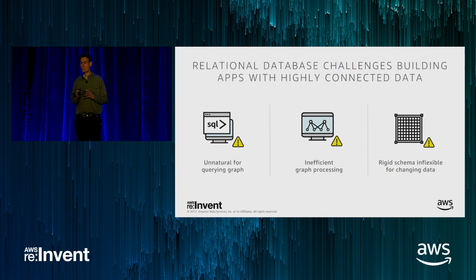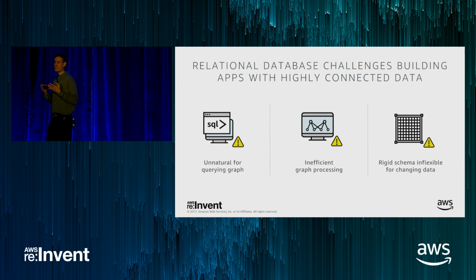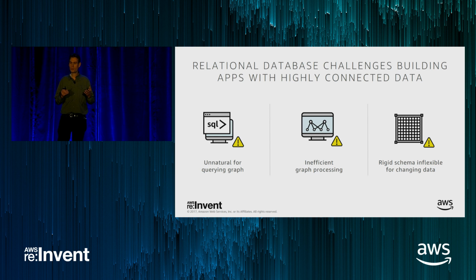And then the third challenge is that what we often see is that with highly connected data, the types of information that you want to process are changing very rapidly. And so you want to be able to flexibly accommodate new data types very quickly and then be able to use them within your application to drive new features. And relational databases don't evolve their schemas very well. They're relatively inflexible.